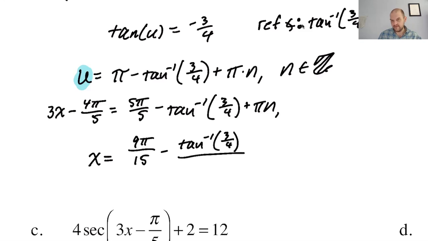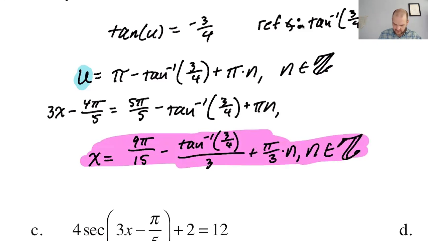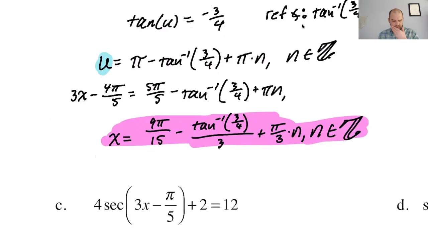You can't pull the 1/3 inside the parentheses or anything like that, which I've never seen anyone try to do. So hopefully you're not going to be the first. N is an element of the integers. So this, I think, is my solution. What could happen, obviously, is I could simplify that 9 pi over 15.